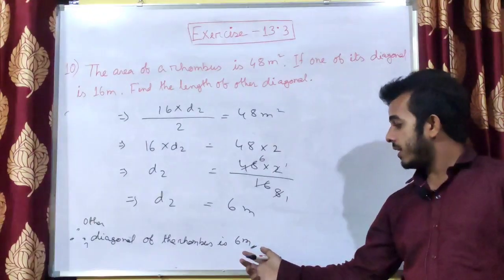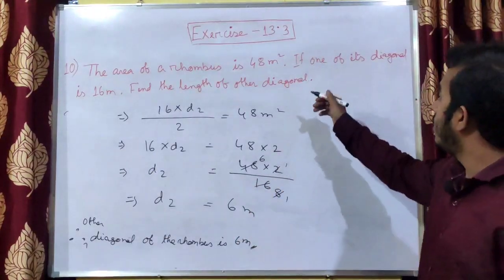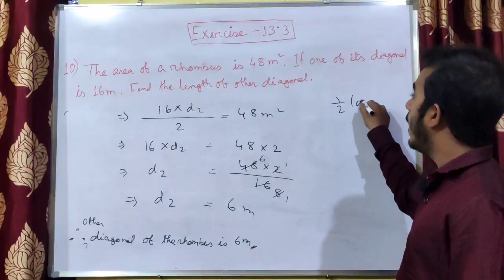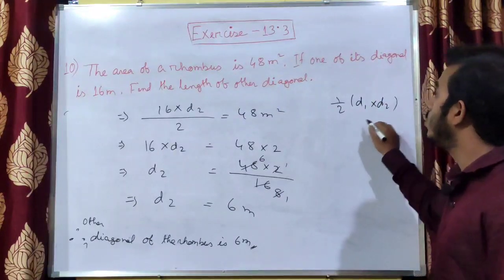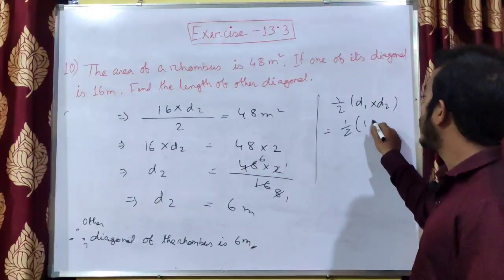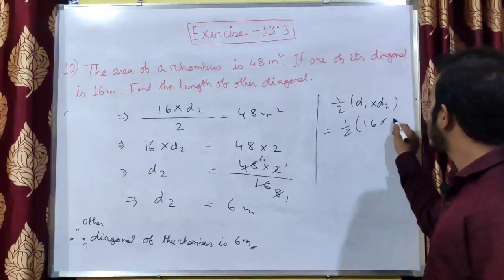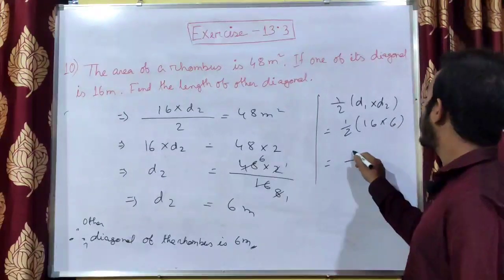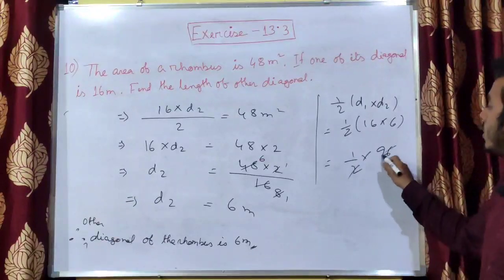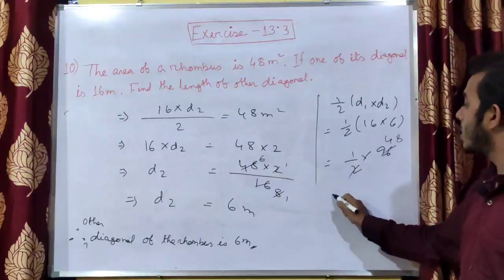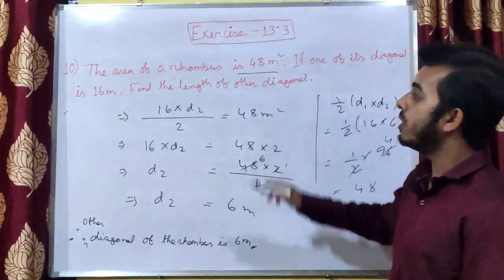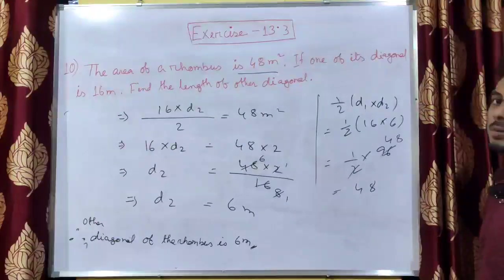So now let us check whether this 6 is right or wrong. How do we find the area of rhombus? We find it as half of diagonal 1 into diagonal 2. So here diagonal 1 is how much? 16 and diagonal 2 is how much? 6. So 16 into 6 is how much? 96. So when we cancel 2 with 96, it will be what? 48. So the result is 48, right. So area of rhombus is 48. So this is also 48. That means our diagonal 2 is 6 meter.